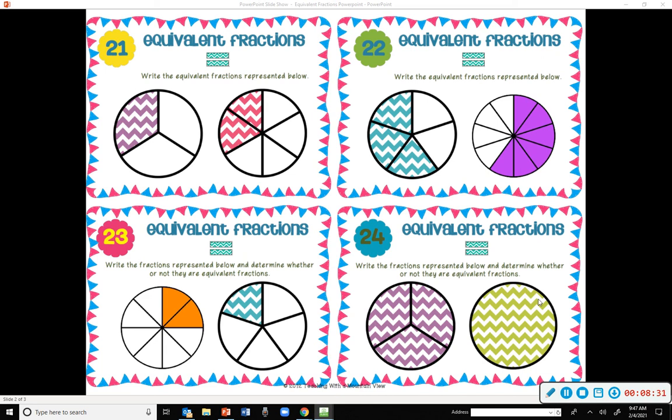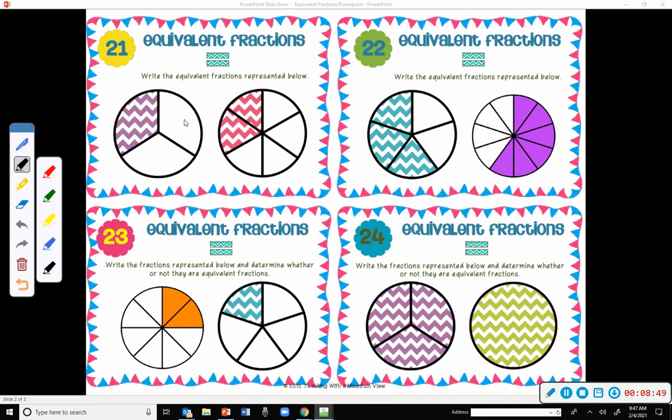So now let's look at fraction circles. Write the equivalent fraction represented below. I'm looking over here at the purple shaded one. What fraction is shaded? 1/3. Good, so 1/3. Can y'all see that?